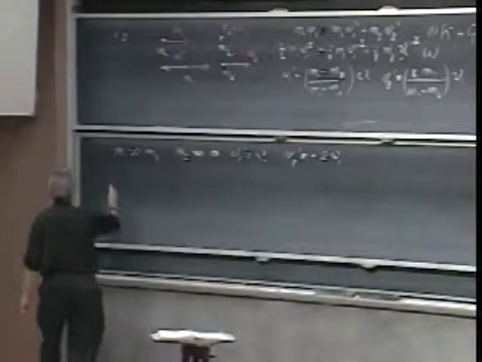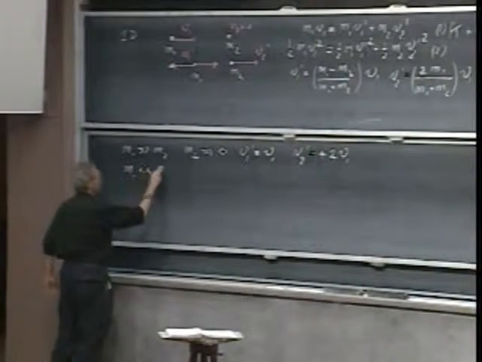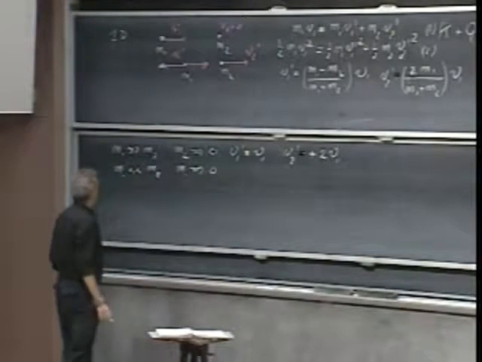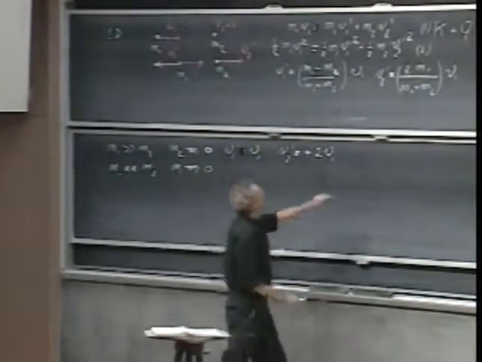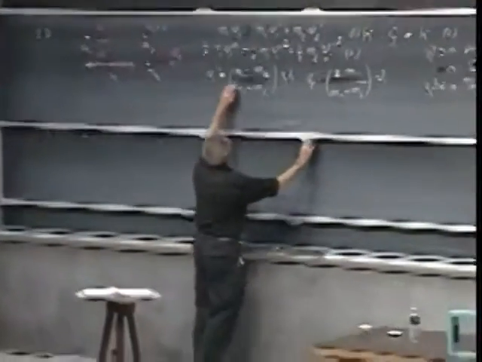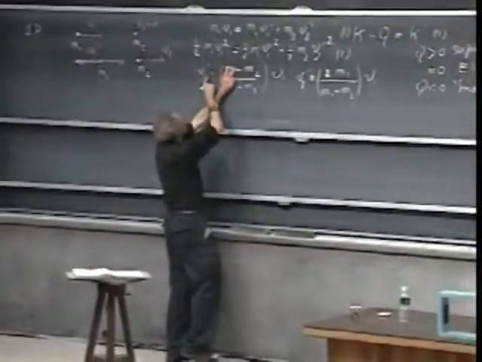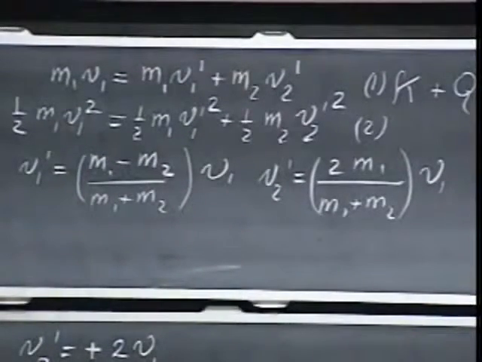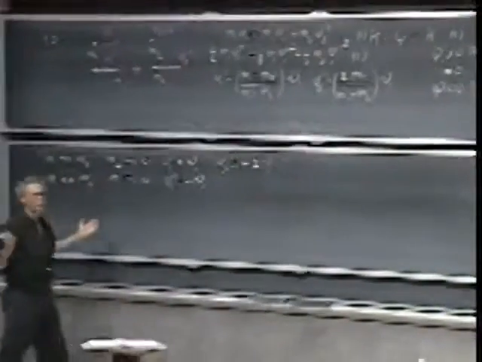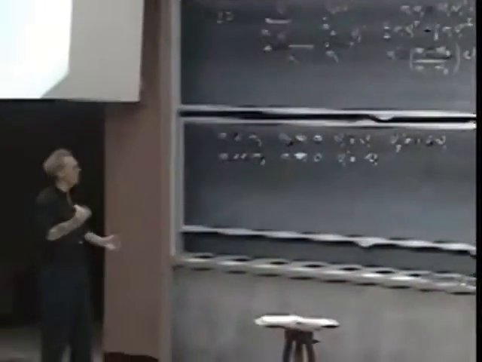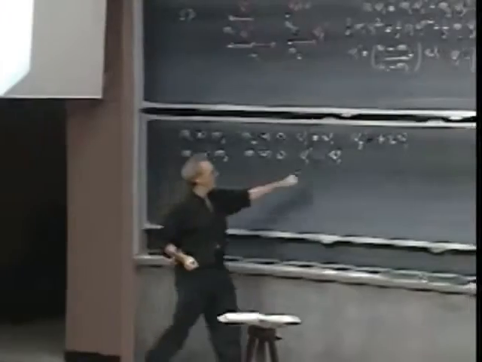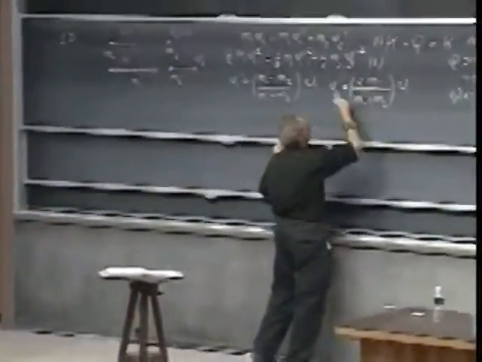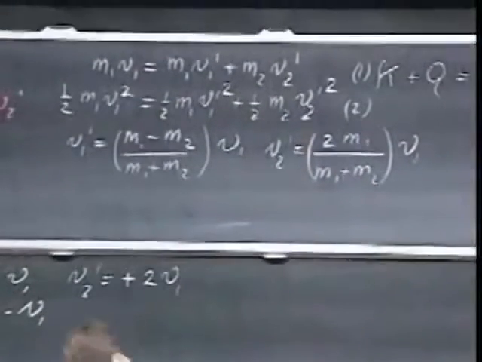Now let's take a case whereby M1 is much, much less than M2. In other words, in the limiting case, M1 goes to 0. And we substitute that in here. So this is 0, and so you see V1 prime equals minus V1. Completely obvious. The ping pong ball bounces off the bowling ball, and it just bounces back. And this is what you see. And the bowling ball doesn't do anything because M1 goes to 0, so V2 prime goes to 0.